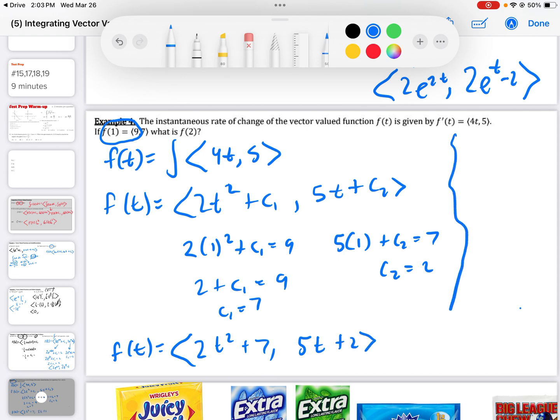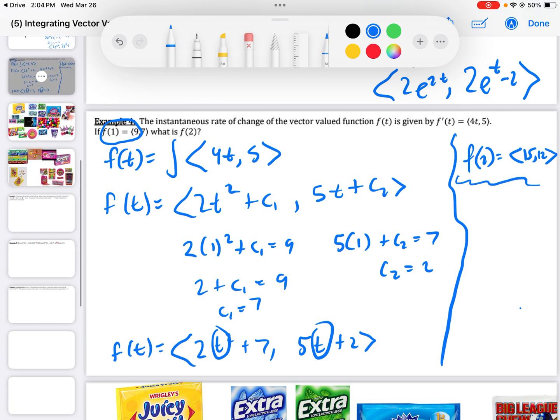It's a vector value function, but an extra step now, find f of 2. So just plug in 2 for your vector value function. Plug in 2 here, plug in 2 here, and we get 15 and 12. All right, so there's the answer.